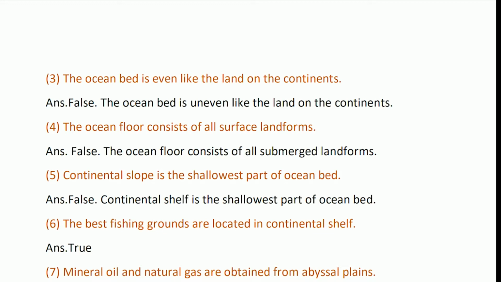The ocean floor consists of all surface landforms. False. The ocean floor consists of all submerged landforms. The continental slope is the shallowest part of the ocean bed. False. The continental shelf is the shallowest part of the ocean bed. The best fishing location is the continental shelf. True.